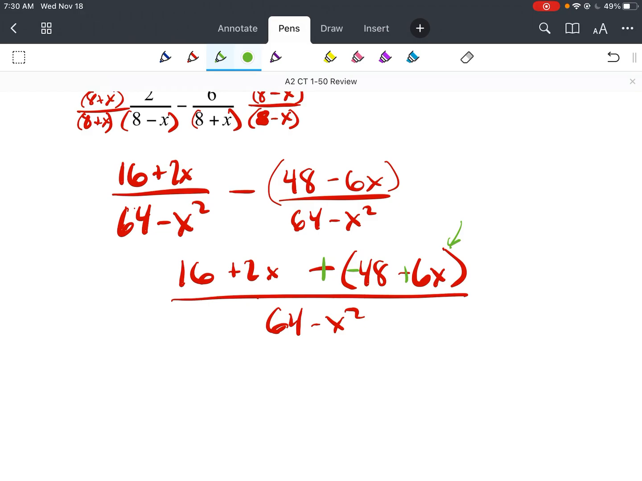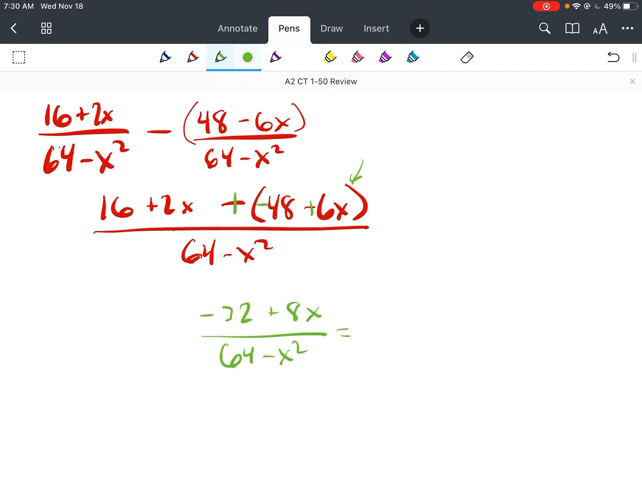Okay, now this is 48 and 16. Let's do 16 and 48, that's negative 32. And 2x, and so this is plus 8x all over 64 minus x squared. Now, if we're going to write things in the proper form, we'll flip the order here. So this would be 8x minus 32 over, and then I'll just do negative x squared plus 64.